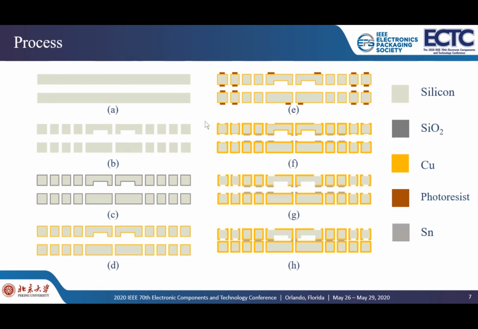The main process includes wafer polishing as figure A, TSV etching as figure B, oxidation as figure C, seed layer sputtered as figure D, copper and tin metallization as figure E, F, and G, and bonding as figure H.